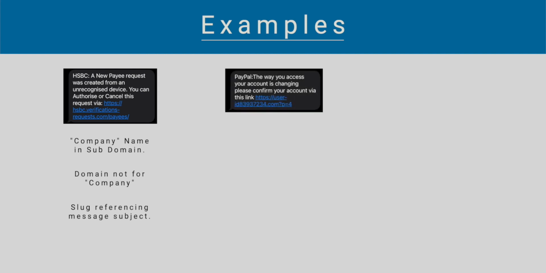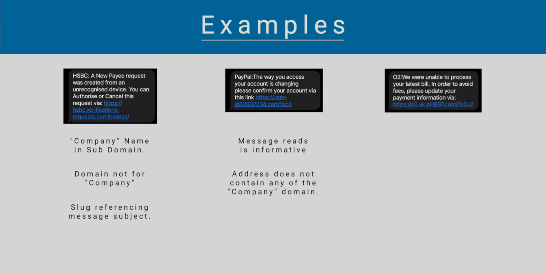In this second example, the message reads as being informative. However, the address does not contain any reference to the supposed company. And in this third example, the supposed company is in both the subdomain and the slug of the address, and the domain references the message subject, however it is not for the company in question.